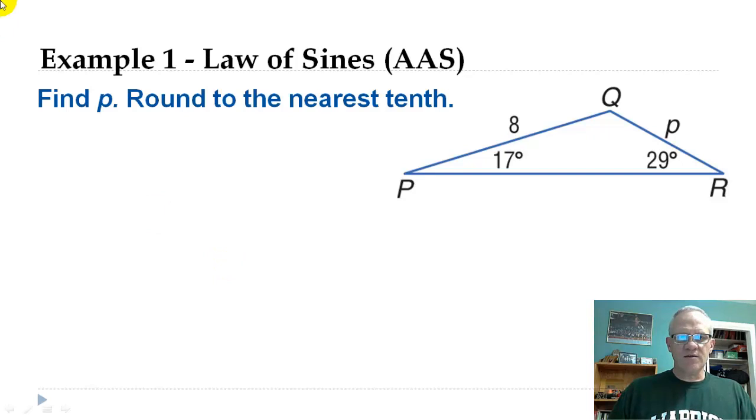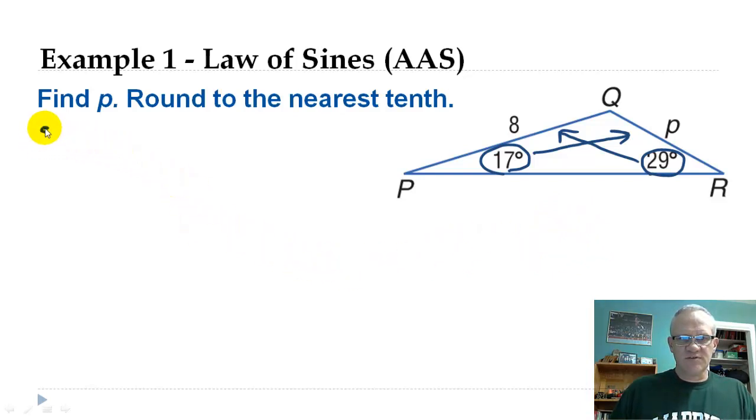All right, we want to find P. We're going to round to the nearest tenth. So here's P. What we have to do is match up the angles and the sides. Here's the angle 17 degrees. Remember, that matches up with the side that's across from it. And the 29 degrees right here matches up with the side that's across from it. So it doesn't really matter which one's A or B or C. We're just going to write this with the ones that we know.